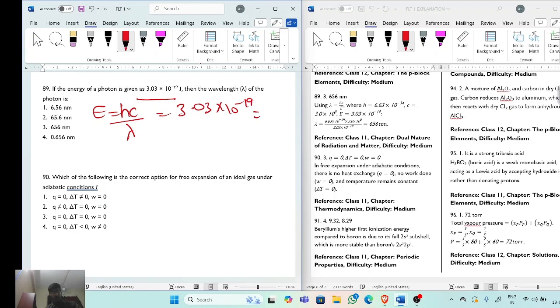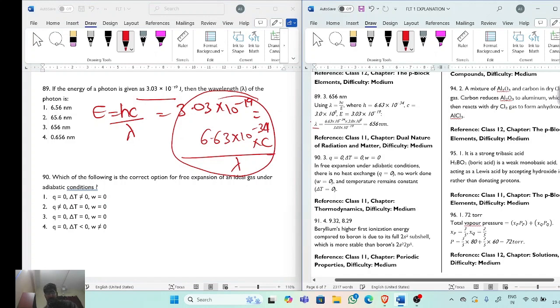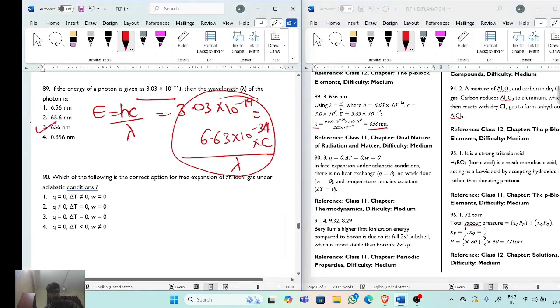The value of Planck's constant is given to us: 6.63 into 10 raised to the power of minus 34. The speed of light is also given, which is 3 into 10 raised to the power of 8, and we have to calculate lambda. By solving this calculation we get the value of lambda as 656 nanometer. You can check the calculation from here. So option C is our correct answer, which is 656 nanometer.